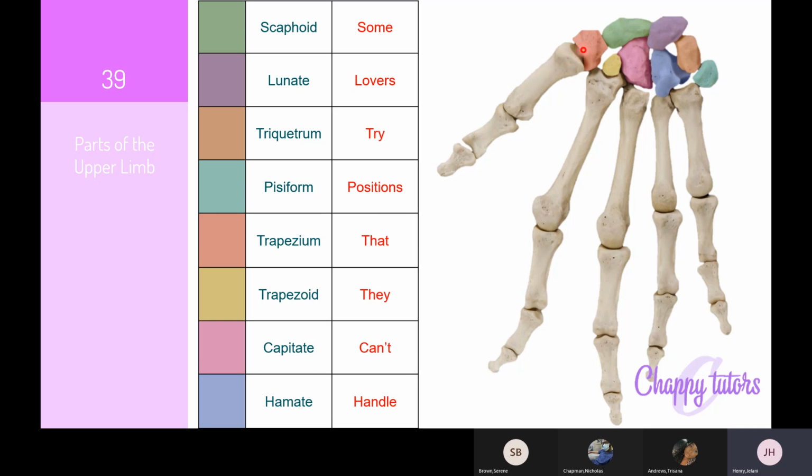We're going back laterally. Trapezium, that, trapezium, they, trapezoid, can't, capitate, handle, hamate. So the first letter of each word of the mnemonic stands for the first letter of each carpal bone. All right?